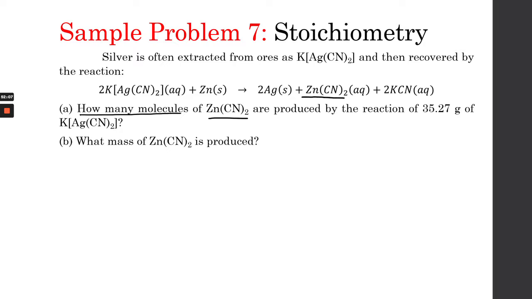are produced by the reaction of 35.27 grams of KAg(CN)2. So we have a relationship between product and reactant. Next is what mass is produced. So they're asking for not only how many molecules but also the mass of our product.